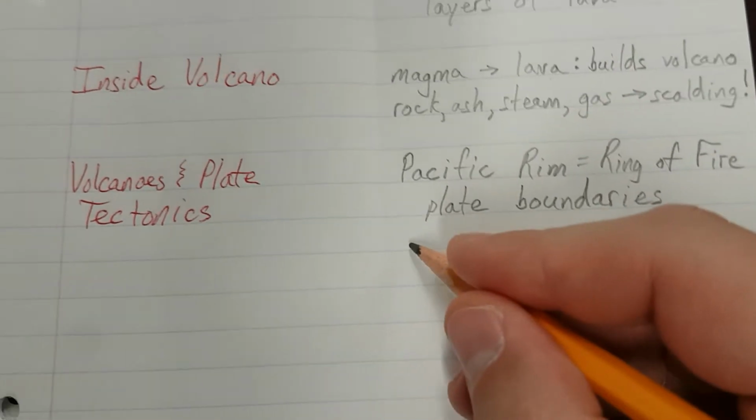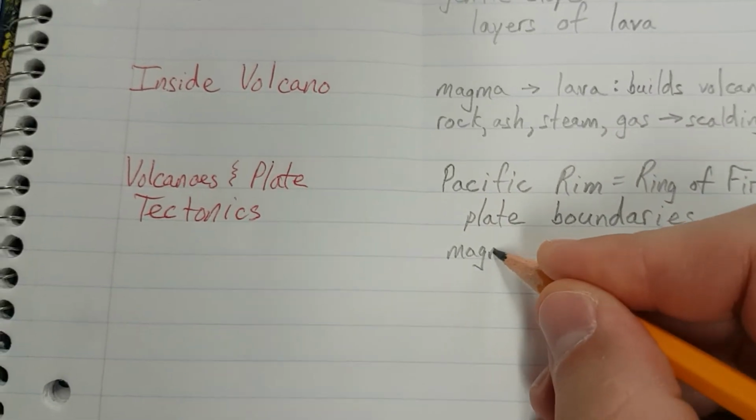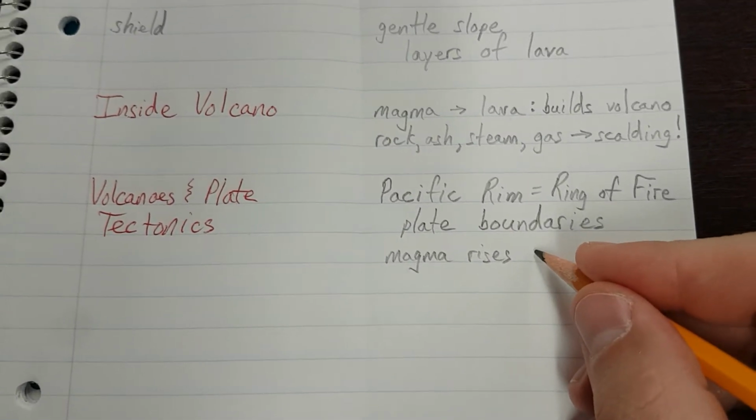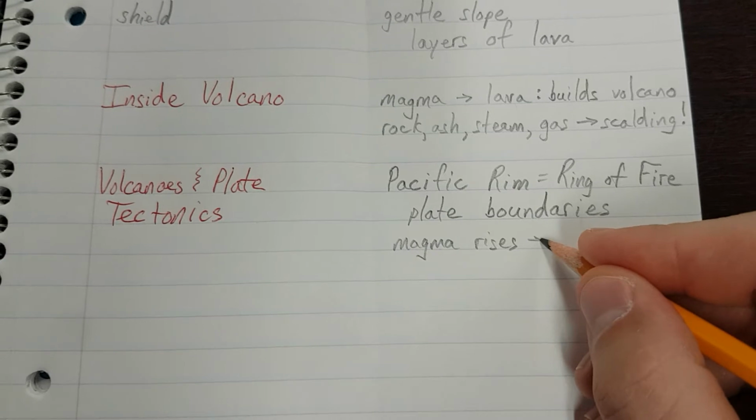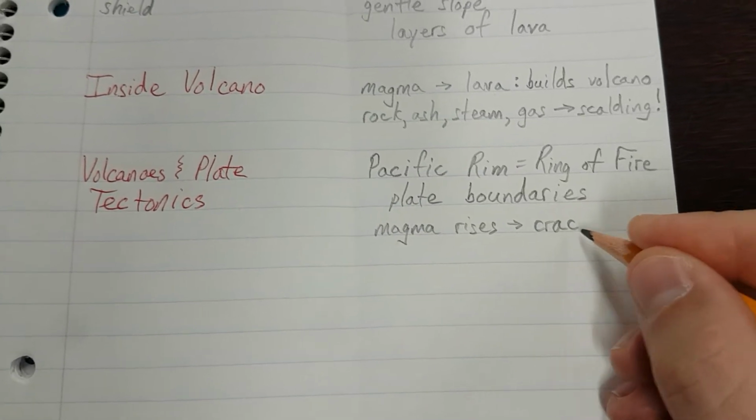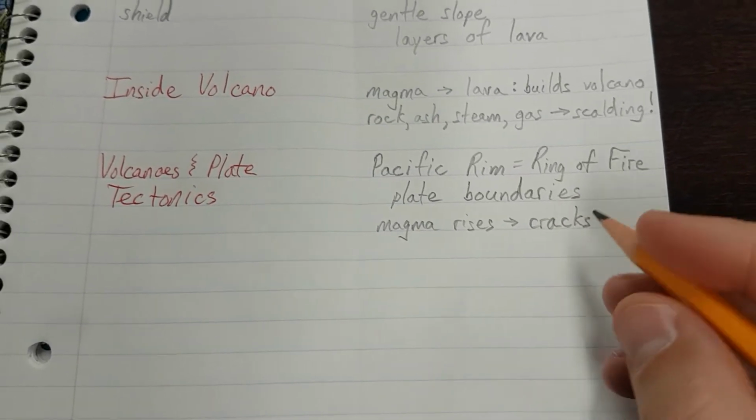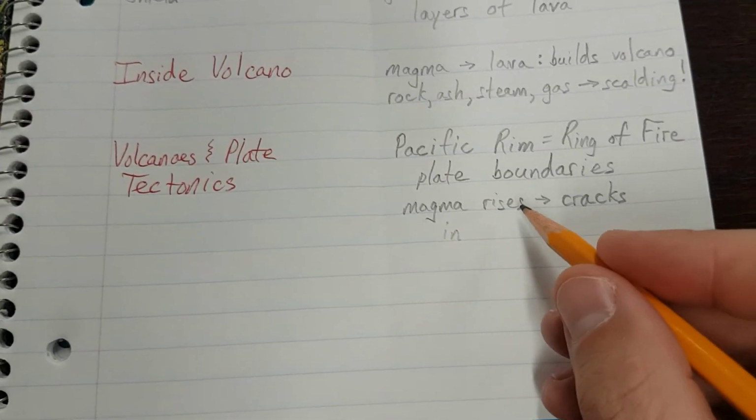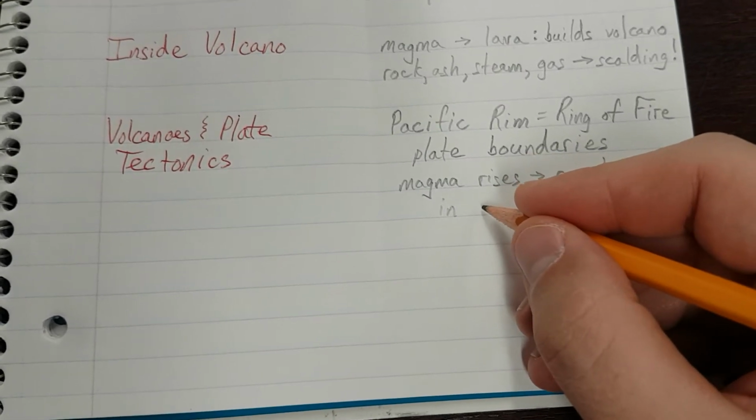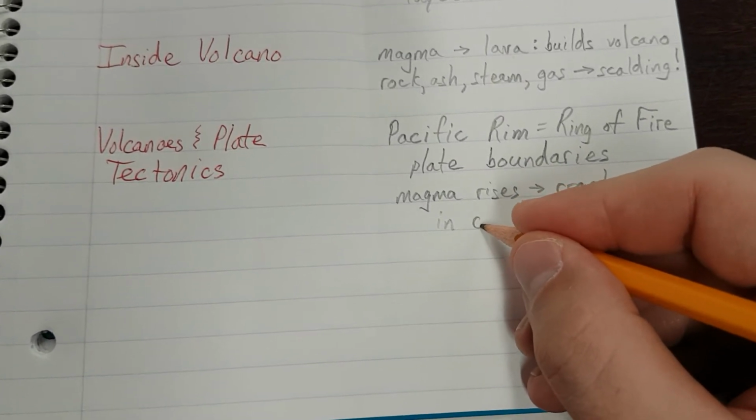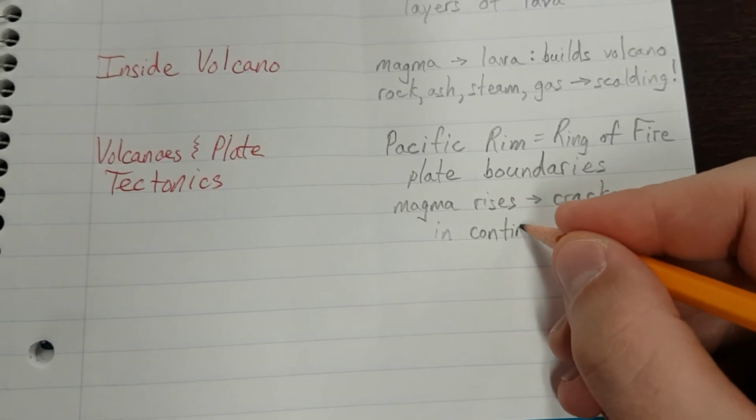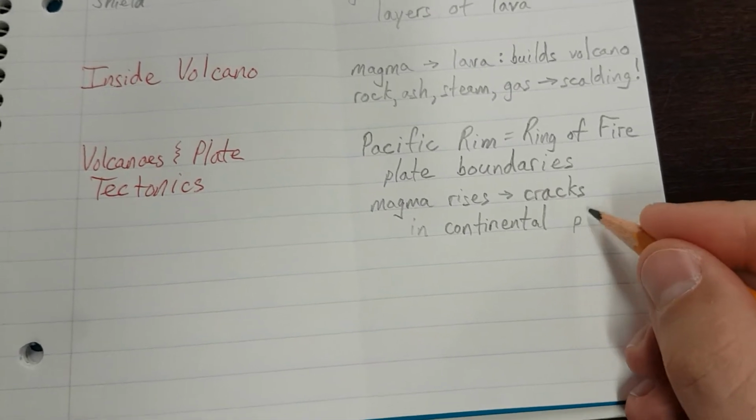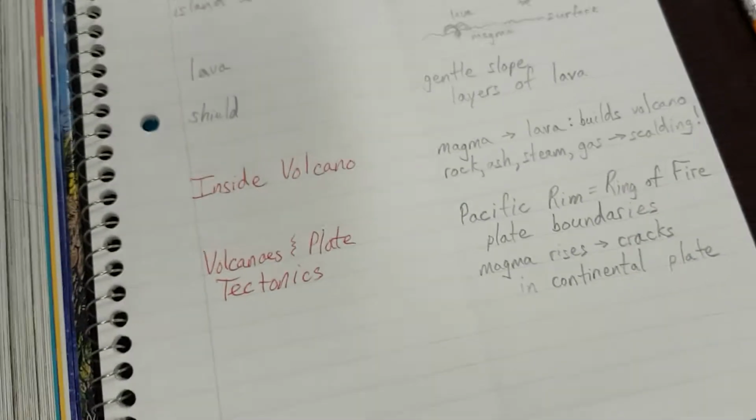All right, so magma, M-A-G-M-A, rises, R-I-S-E-S, arrow, cracks, C-R-A-C-K-S. Indent: magma rises through the cracks in the continental plate, C-O-N-T-I-N-E-N-T-A-L, and then plate, P-L-A-T-E.